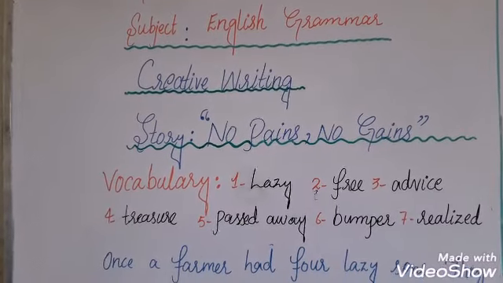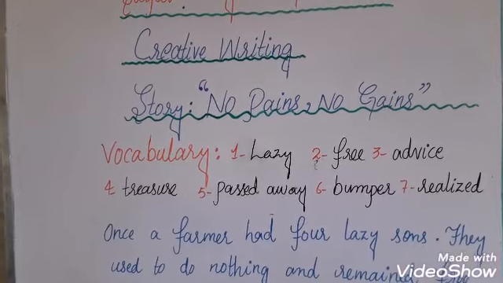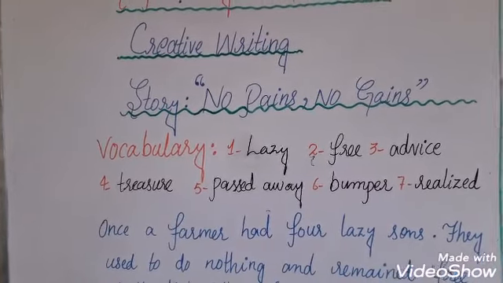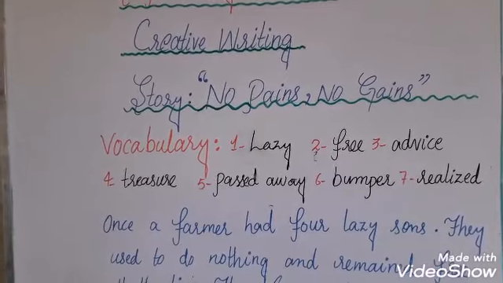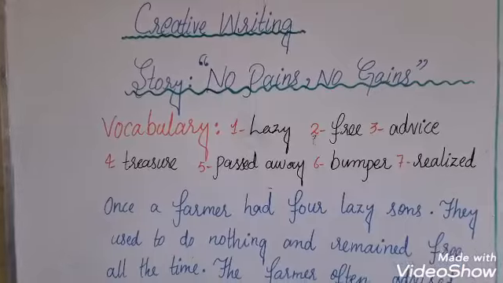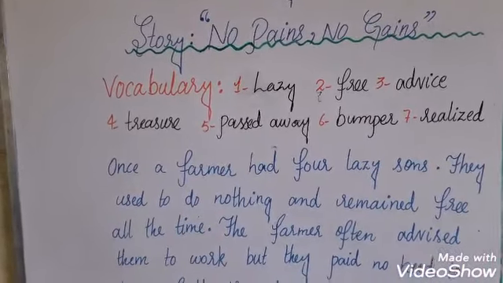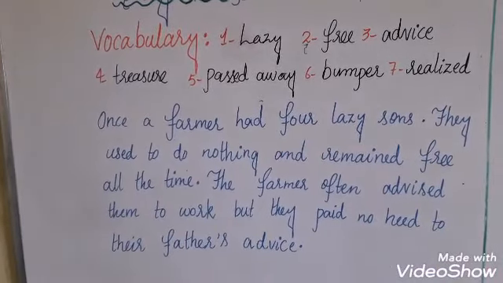Students, now we are going to start our creative writing. Today we are going to write a story on the moral no pains, no gains. No pains, no gains means that if we do not bear any pain, we cannot gain any good thing. I have written some vocabulary words. I have used these words in the story. You will highlight them. Let us start reading our story.